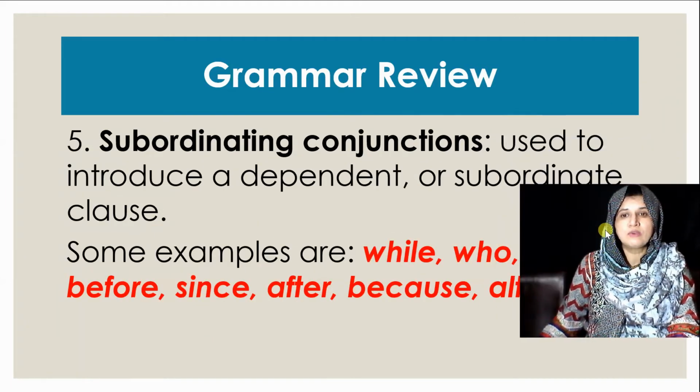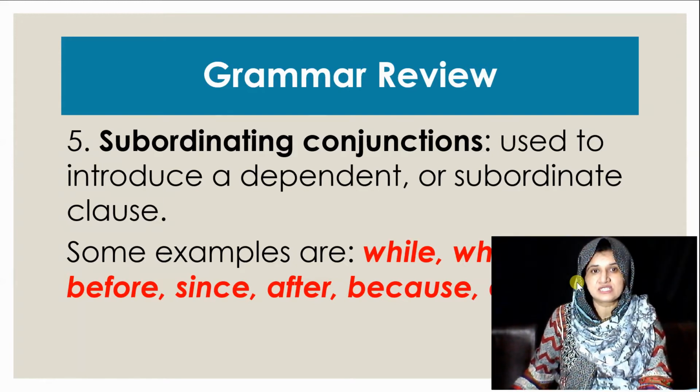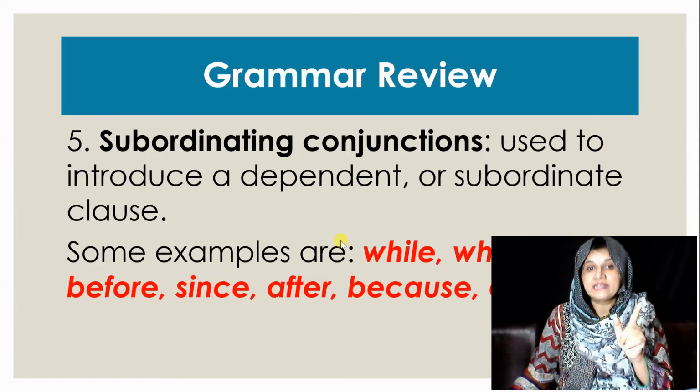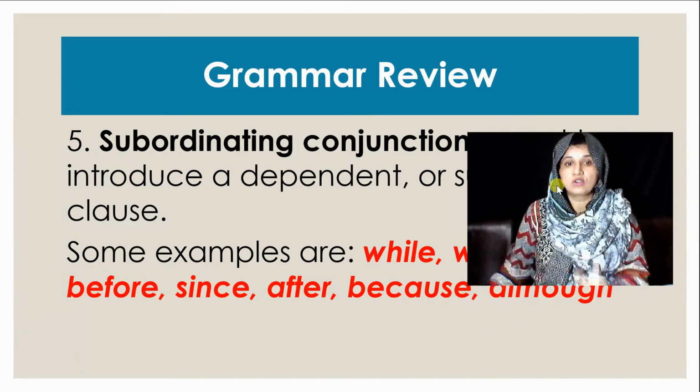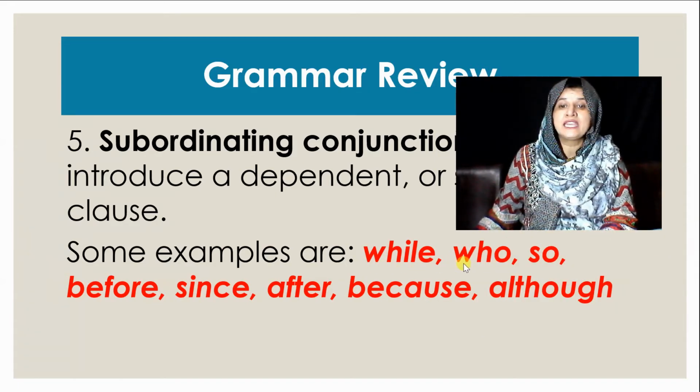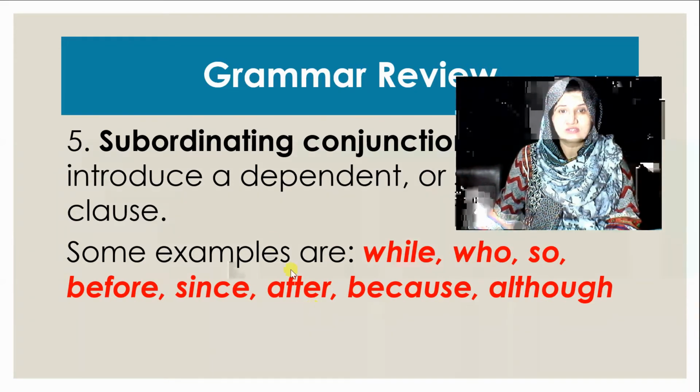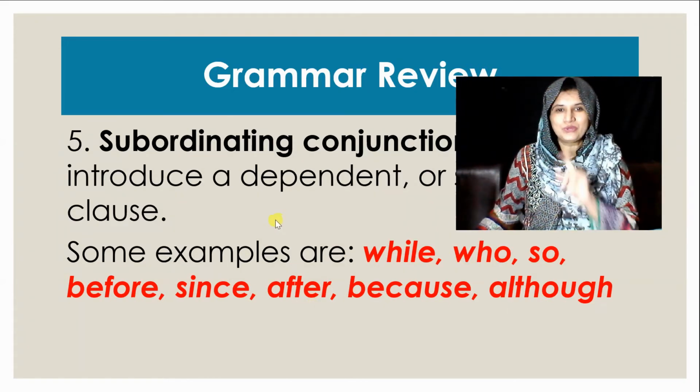Now we'll see some of the subordinating conjunctions. They are used to introduce a dependent or subordinating clause. You have just seen that we added one subordinating conjunction with the dependent clause. Some of the examples are while, who, so, before, since, after, because, although. So these subordinating conjunctions are used with a dependent clause, right? I hope it's clear to all of you.